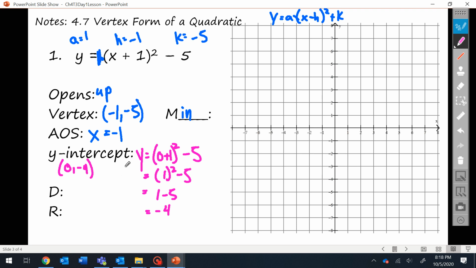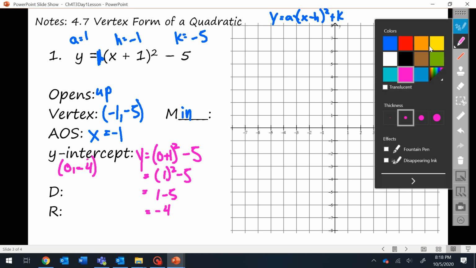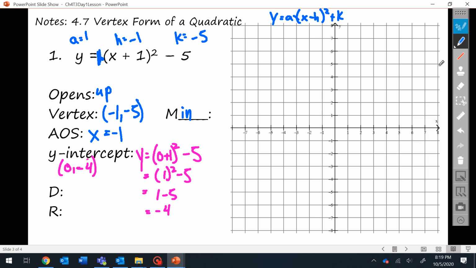So this is actually a little bit easier than standard form, or it should be, because there's less math involved. So the y-intercept is 0, negative 4. We're going to graph everything the same way we would from the other form. We're going to do it in the exact same order. Axis of symmetry first, so that's at negative 1.